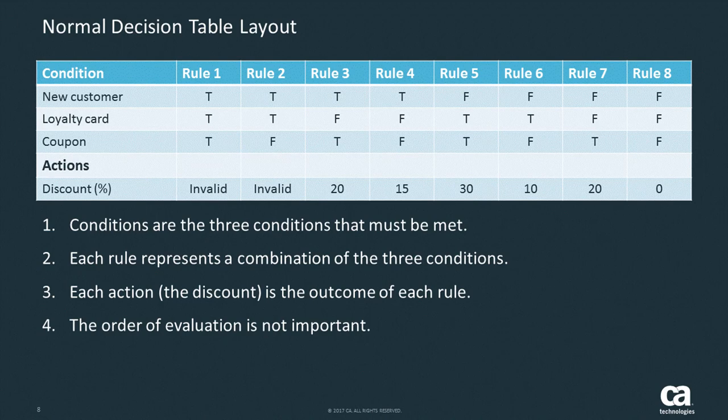Now, one of the rules for decision tables to work for us in this way, to be a reliable tabulated set of rules, test cases if you like, is that the order of evaluation is not important. So regardless of whether we look at new customer, loyalty card or coupon first, second or third, the outcomes should be the same. That's one of the rules of the decision table format.